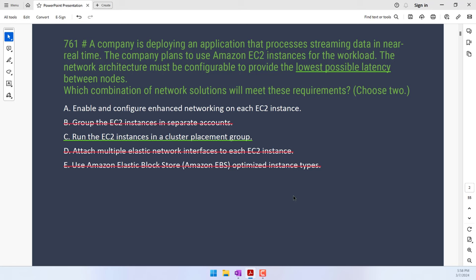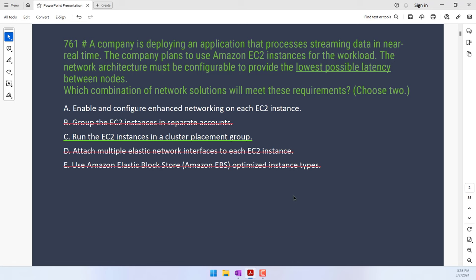A company has a nightly batch processing routine that analyzes report files that an on-premises file system receives daily through SFTP. The company wants to move the solution to AWS cloud. The solution must be highly available and resilient. The solution also must minimize operational effort.